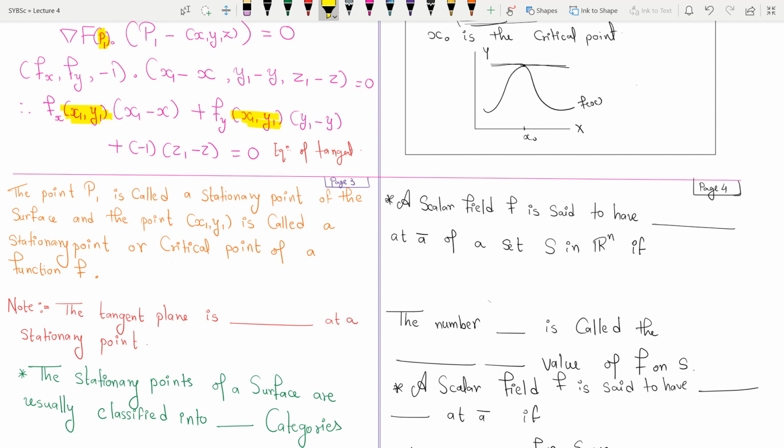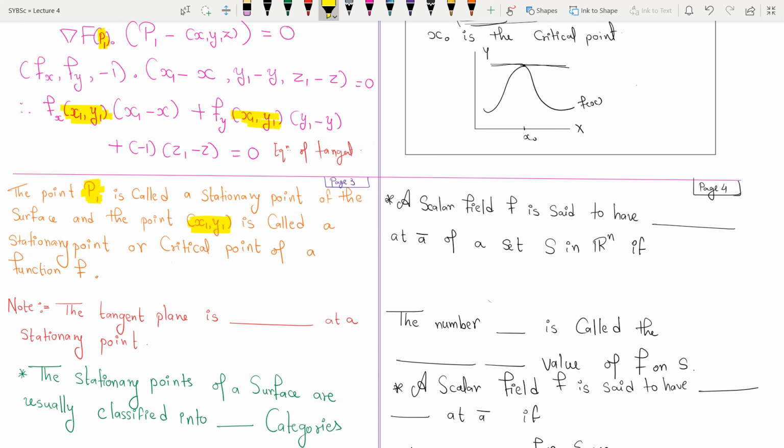This P1 comes into play if I am talking about a level surface, but I am not interested in a level surface. I am just interested in my scalar field, and in the scalar field I have only 2 dimensions. Hence we just talk about x1, y1. If I just want to think about my scalar field, the x1, y1 values are enough for me. Hence my x1, y1 values where my partial derivatives are 0 are called a stationary point or critical point.